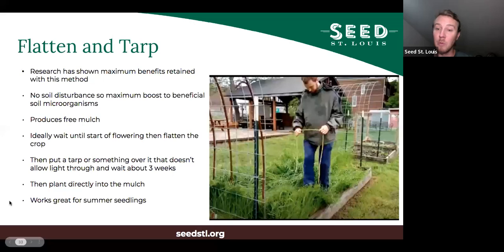You wait about 3 weeks, take it off, and if it looks dead, which you can tell because it'll look like straw at that point, you can then just plant right into it. It's great for summer seedlings. This is flat, there are no weeds, and there's a thick layer of mulch. You can just pull it aside, stick your tomato seedling in there, push the mulch back, and your garden is good to go, and it will be weed-free for at least a month after that.